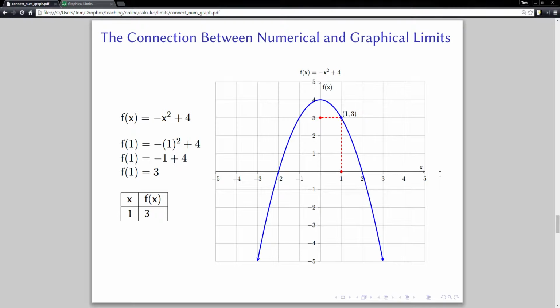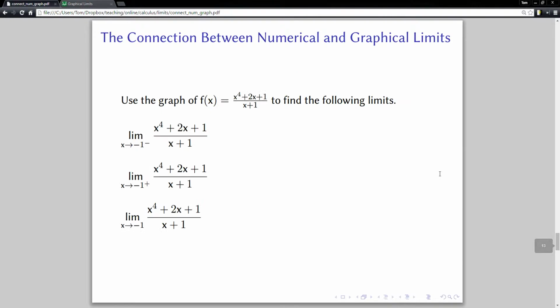So what we want to do is be able to take a look graphically at the limits. So we're just going to take a look at this one example here. This function is slightly more complicated. It is a rational function. It is a polynomial divided by a polynomial. And so we want to take a look at the limit as x goes to -1 from the left, the limit as x goes to -1 from the right, and then the two-sided limit.